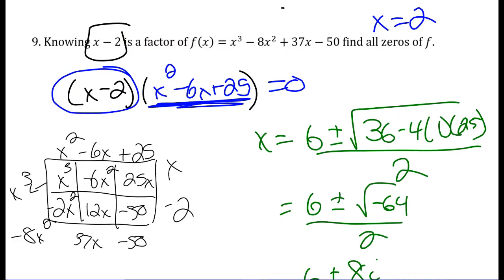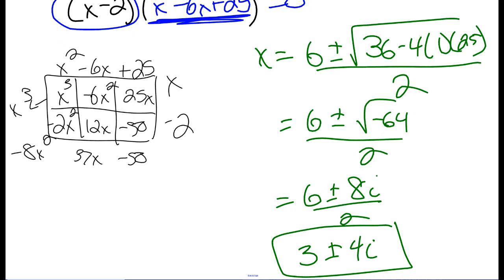It's an x to the third polynomial, so it should have 3 complex zeros. I have 2, which is a complex number, 3 plus 4i, and 3 minus 4i.